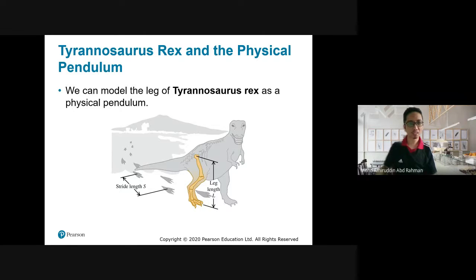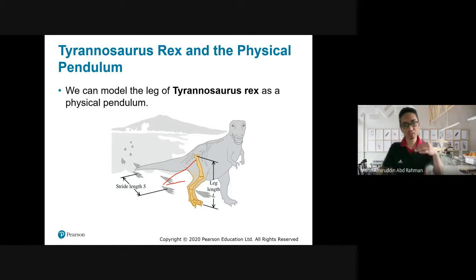Okay, so another example is the T-Rex, the dinosaur T-Rex. This one can actually relate with the physical pendulum. If you want to know further about this, you can just find out some information about it. The motion is following simple harmonic motion.